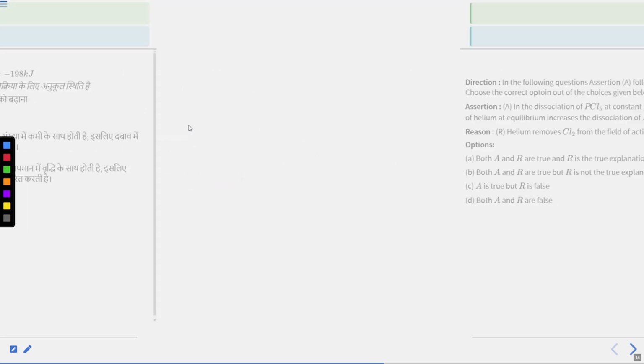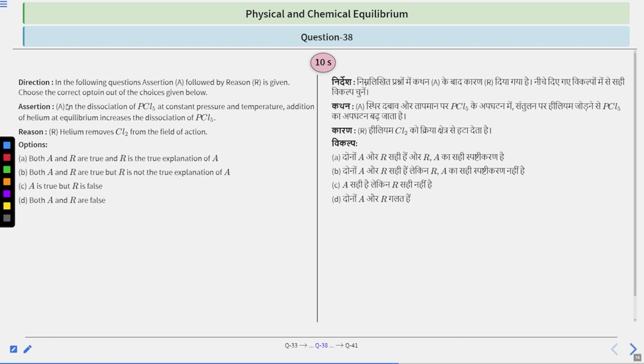Okay, let's move to next question. Question number 38. In the following questions, assertion A followed by reason R is given. Choose the correct option out of the choices given below. The assertion is: in the dissociation of PCl5 at constant pressure and temperature, addition of helium at equilibrium increases the dissociation of PCl5. The reason: helium removes Cl2 from the field of action. So we have to choose the correct answer.